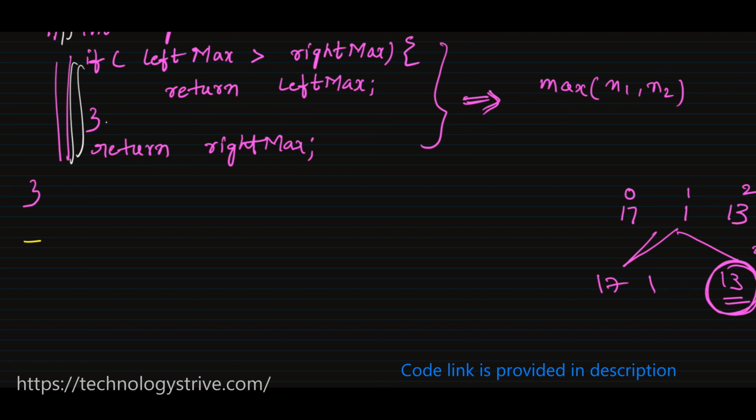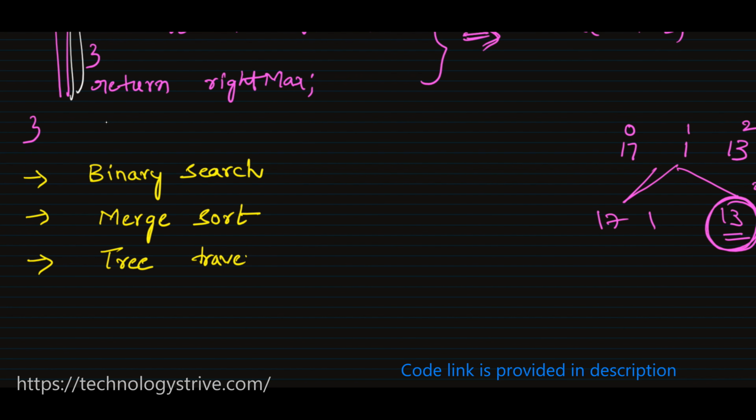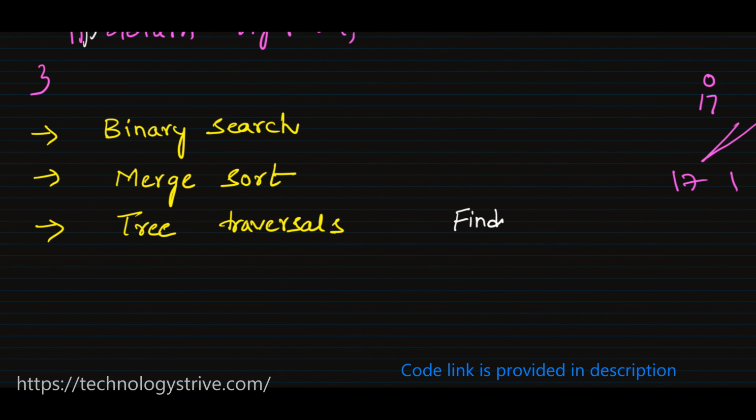Here I'll list down some of the examples where we apply recursion algorithms. One is binary search, and we use it in the merge sort algorithm. Mostly in tree traversal algorithms, we use recursion. Finding the max element in the array, we solved using the iterative way, which is just traversing through the array and finding the maximum. Another one is the recursion approach, right?